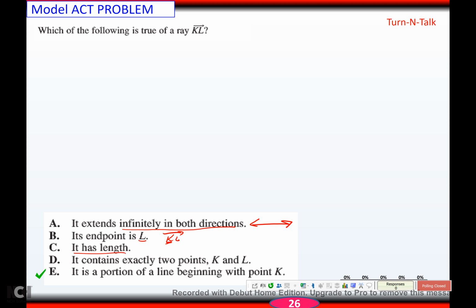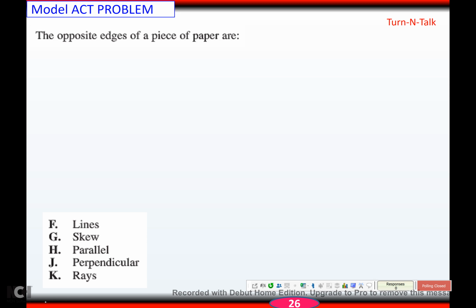D, it contains exactly 2 points, K and L. No, no line or ray contains exactly 2 points. There's an infinite number of points on a line, on a ray, on a line segment. So there's no exactly 2 points on any line or ray or segment. And E, it is a portion of a line beginning with point K. Oh, that sounds like the definition of a ray. That's true. Okay, try this one.